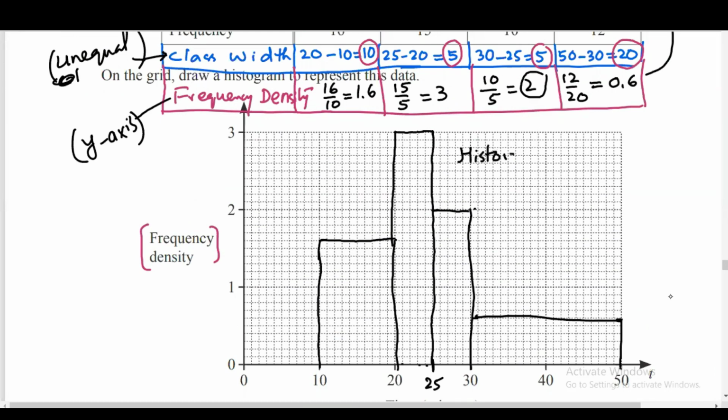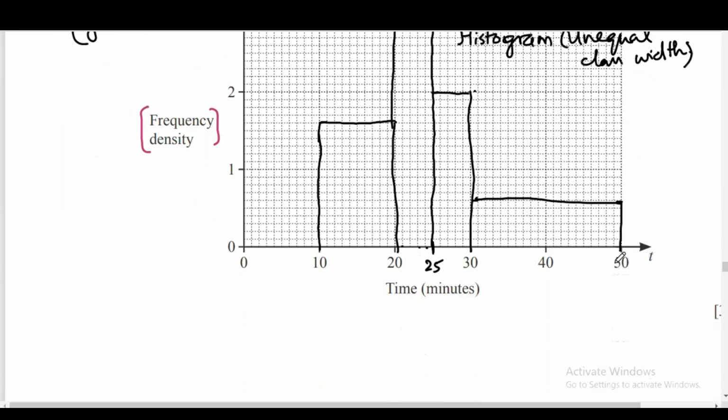In this histogram for unequal class width, you are observing that each rectangle has a different class width. In the previous two parts for this topic, I explained the different types of histogram for equal class width. So I hope you now got the idea about how to construct a histogram for unequal class width.